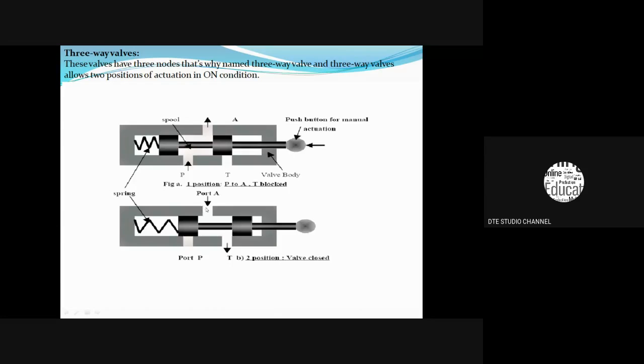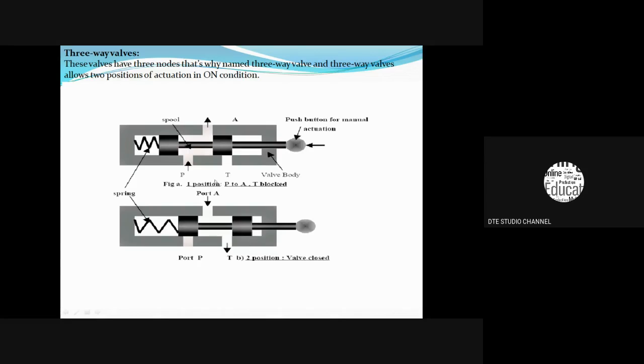Both the working port and the tank port are open. Working port is always open. The sliding spool is actuated just to open or close the pressure port and tank port, but always the working port is open. In the second position, after releasing the push button, it moves to the right. Pressure port is closed. Working port and tank port are open.